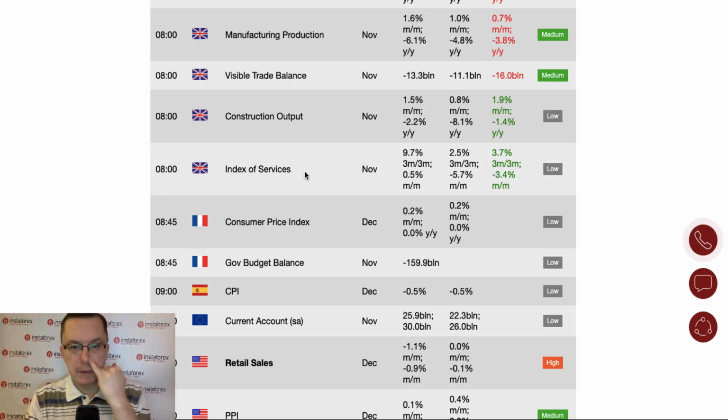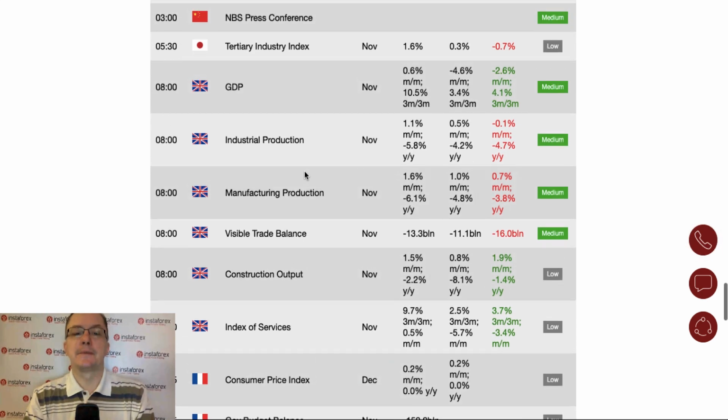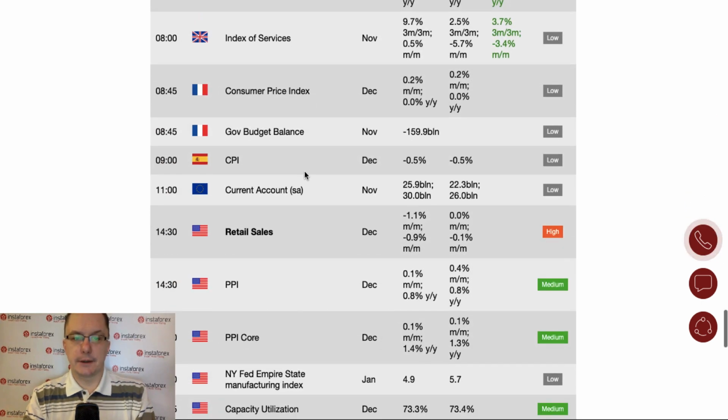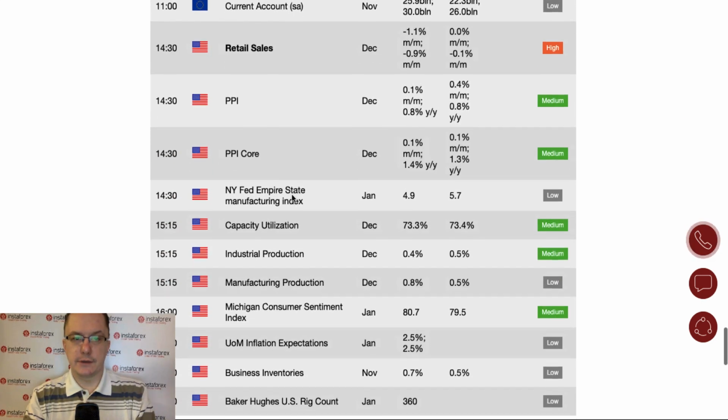So a bunch of mixed data from the United Kingdom. So I think that the euro to the pound will be the best currency pair to take a look at after this data were published. A bunch of other data not quite interesting for us.